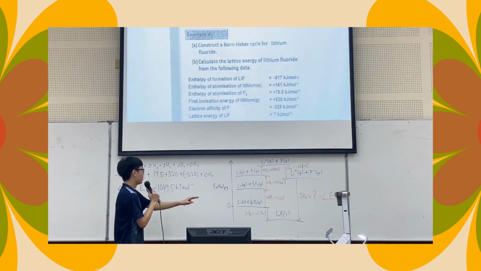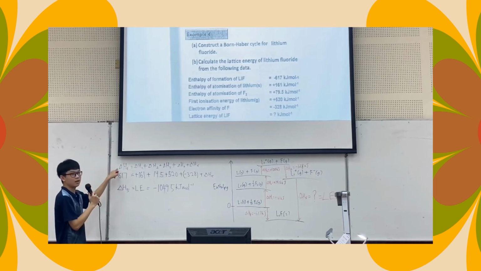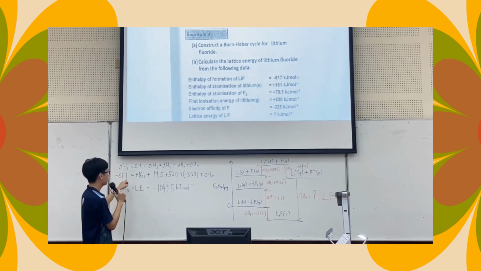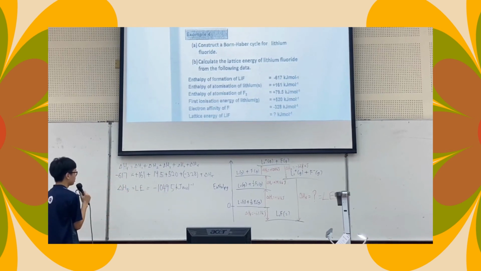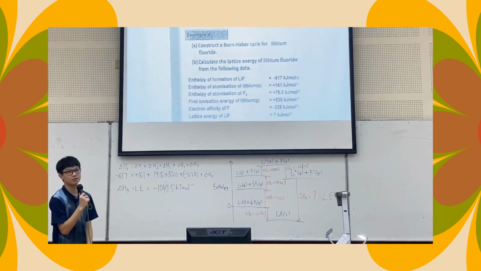So from there we can construct the equation like this. So we just substitute the enthalpy changes given by the question, so we can find out the lattice energy. So that's all for the energy level diagram.